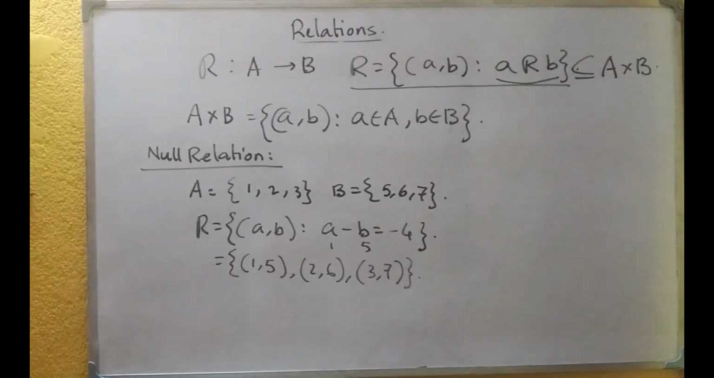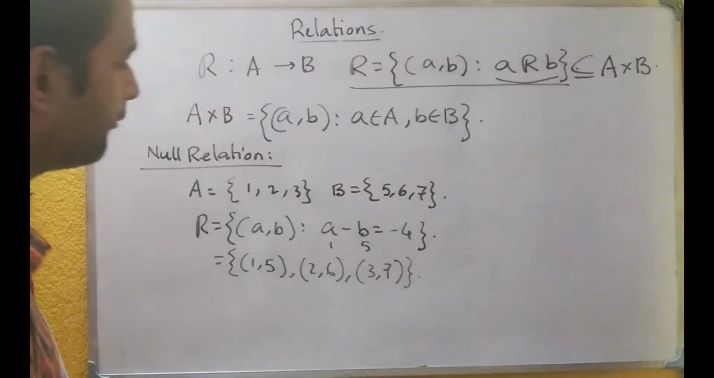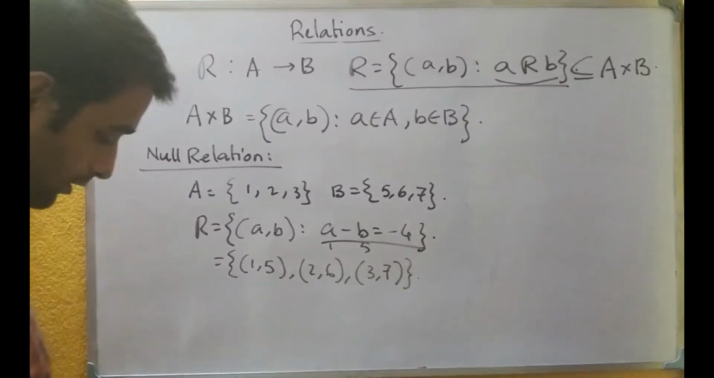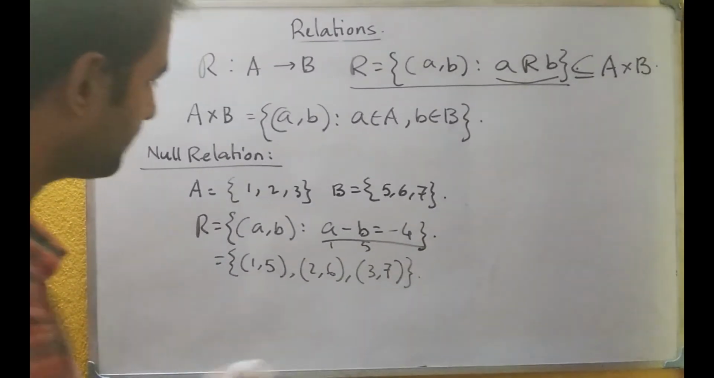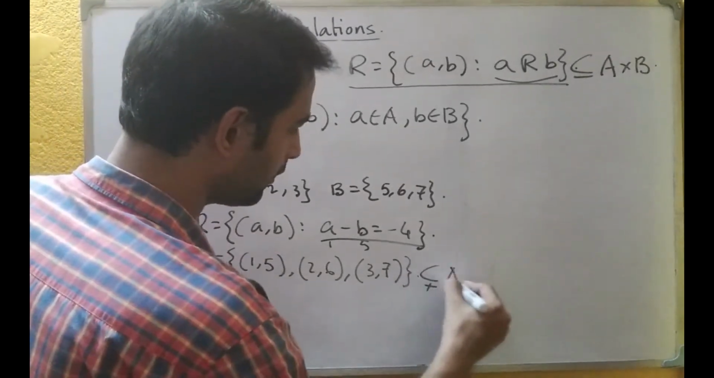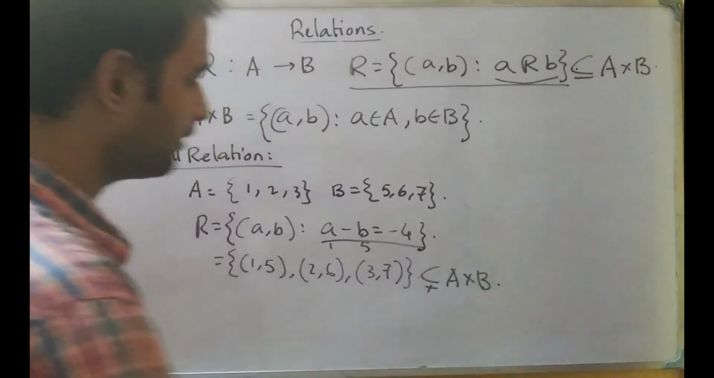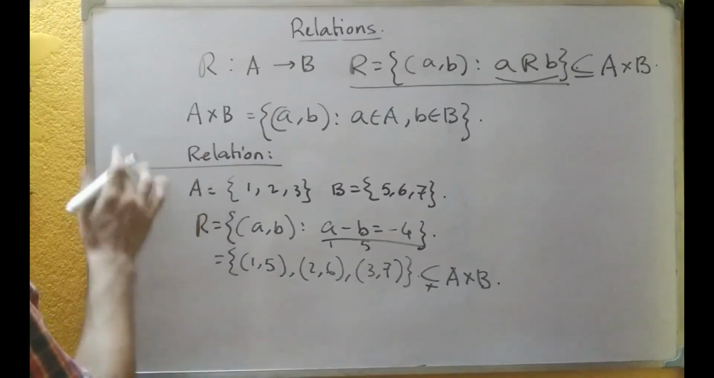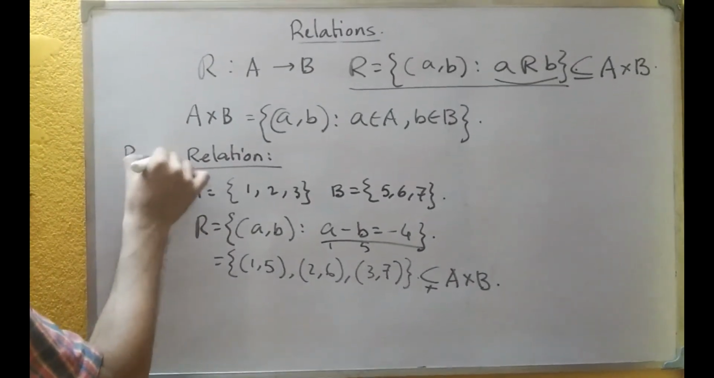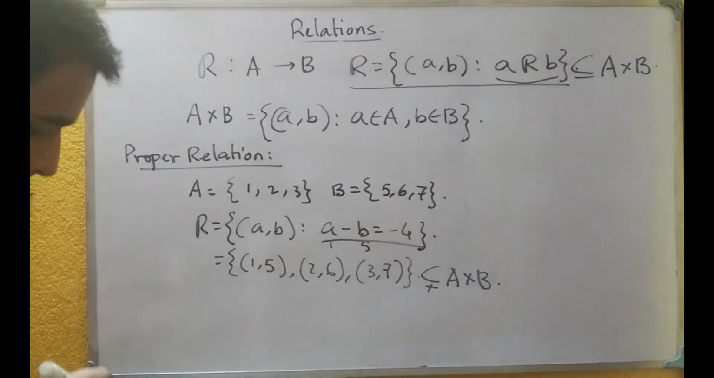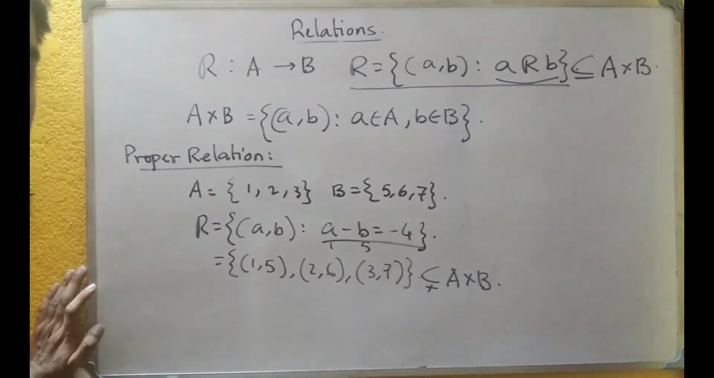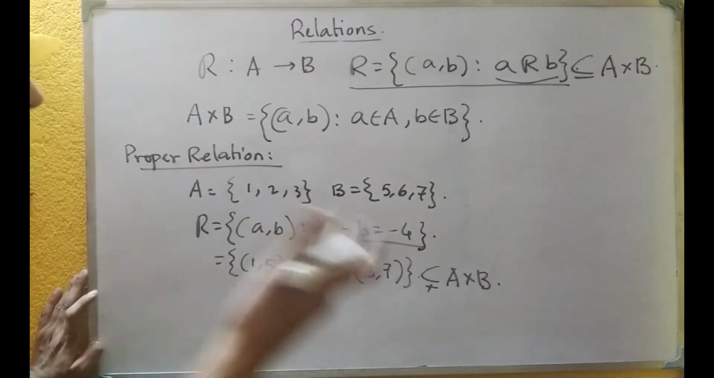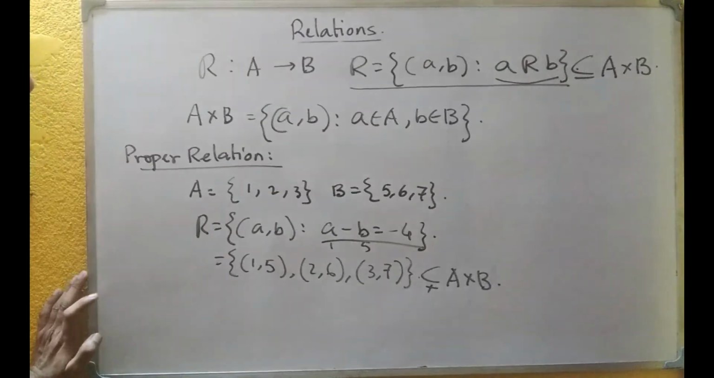So this is a relation from A to B, and we are taking some specific elements depending on this rule. So that's why it is a proper subset of the set A cross B. So for this reason we say that this relation is a proper relation. Okay. So this is the way we define different kinds of relations depending on the property of subsets.